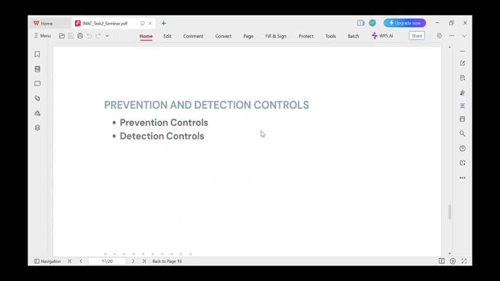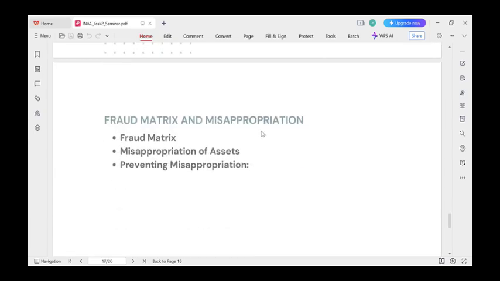So what we talked about here is that sometimes we have prevention controls, sometimes we have detection controls. So that's another skill that you require sometimes, because the question asks you to differentiate between prevention and detection control. You need to know what the difference is. Okay. All right.